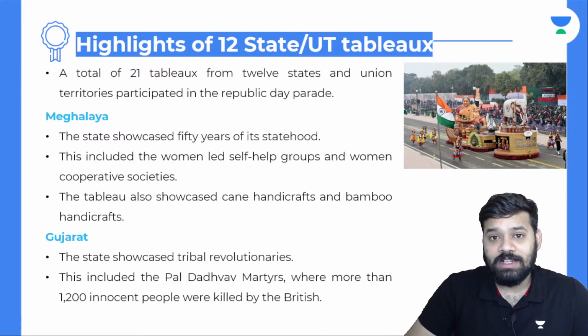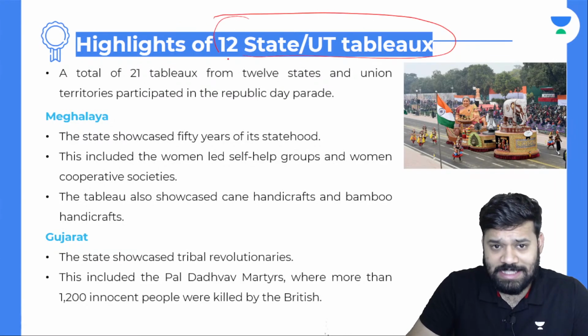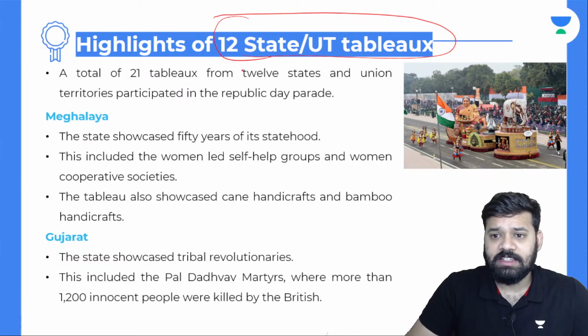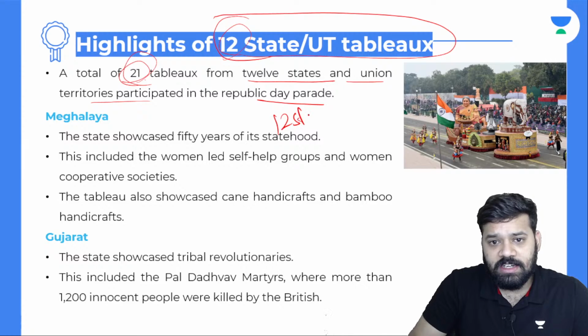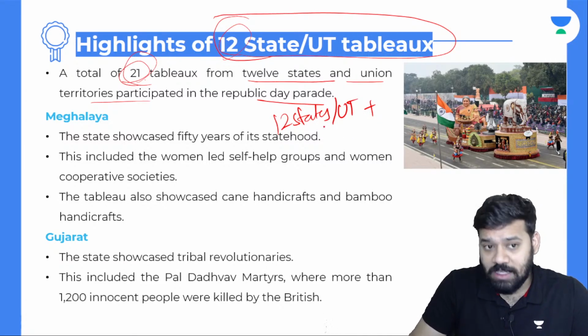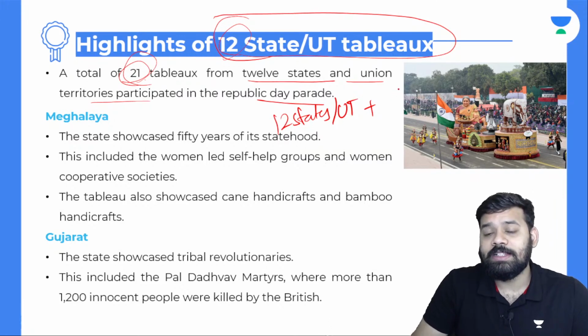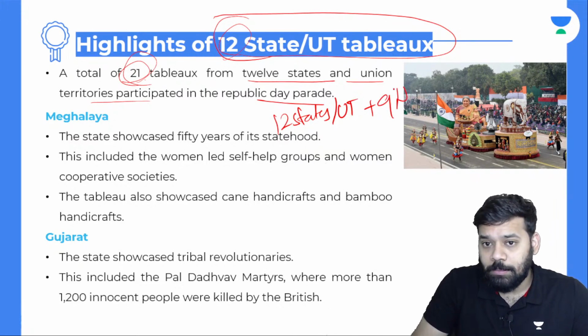And the highlights of 12 state or union territory tableau. So 12 states and union territories were given this opportunity to present their tableau. So what has each state presented? Let's have a look at it. A total of 21 tableau from 12 states and union territories participated in the Republic Day Parade. Sir, only 12 states, and why 21 tableau? 12 states or union territories plus 9 departments of government, departments or ministries.